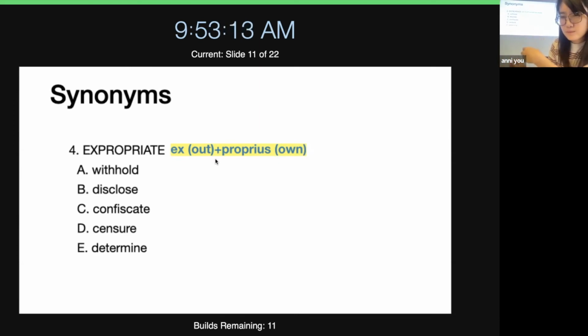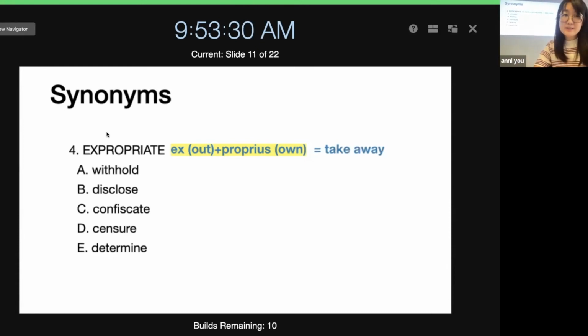Like property, maybe, right? If you know property, you know what proprius is, something you own. So you put something you own, your property, and take it out, meaning you take something away. But this word, as you can see, is quite advanced and complicated. It's not very common in your daily conversation, or when you read a book or a story, you never see this word, because we use this word in some special circumstances. Usually the government or some authorities take away the property from individuals. We call this action expropriate.